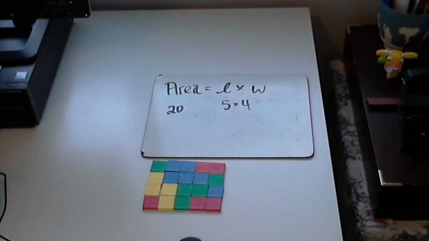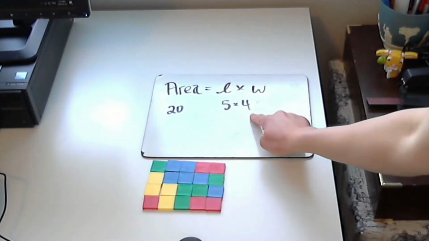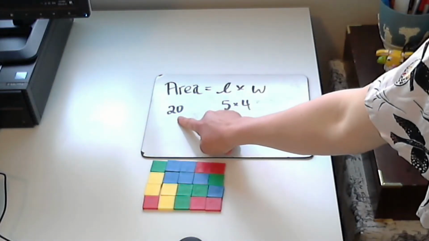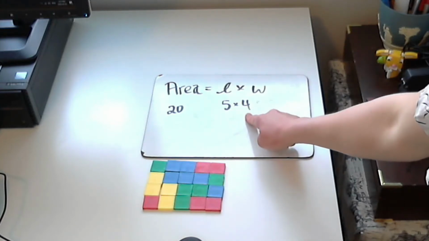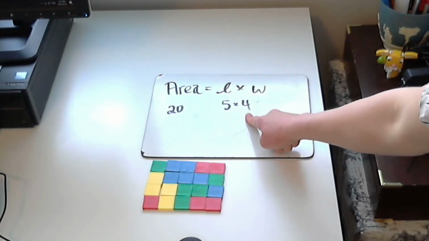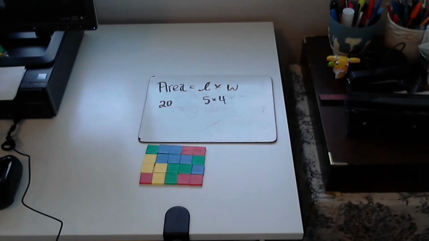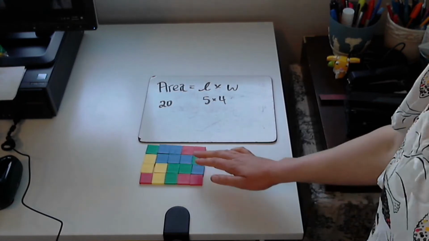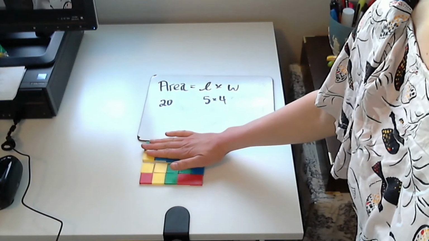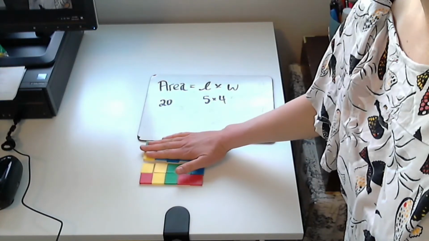Now, where the factors come in is 5 and 4 are both factors of 20 because you can multiply 5 by a whole number to get 20, and you can multiply 4 by a whole number to get 20. There are other factors of 20 as well, and we can use these tiles and rearrange them to find out what those other factors are. So another way you could do this is I'm just going to split this rectangle in half and move it over here.